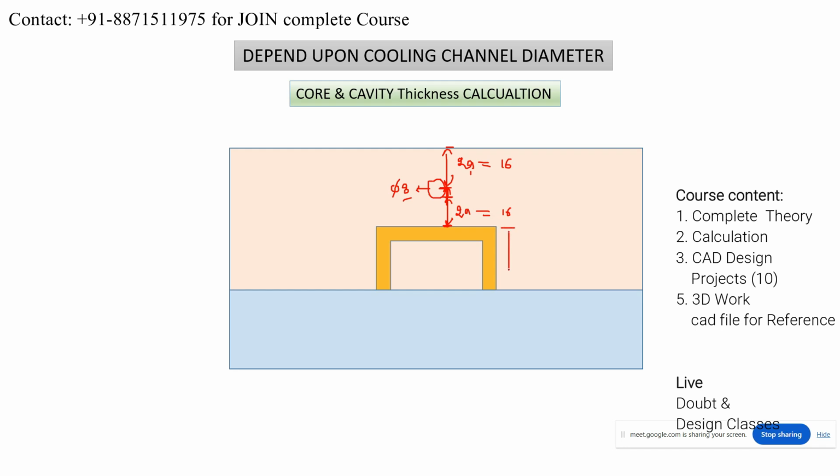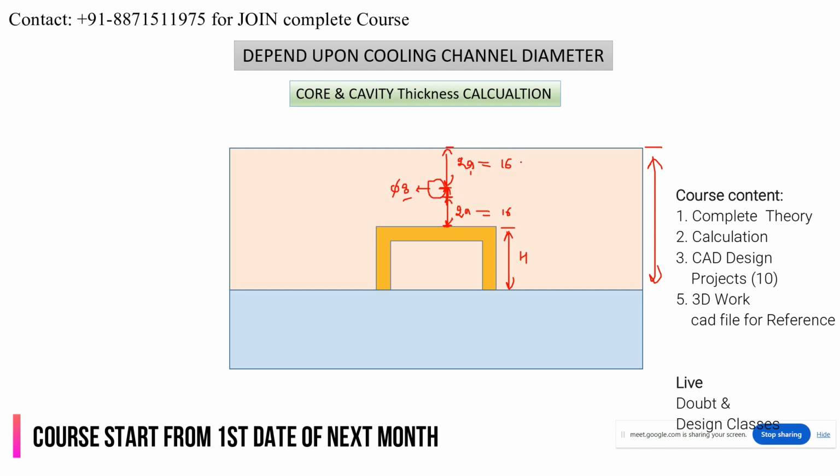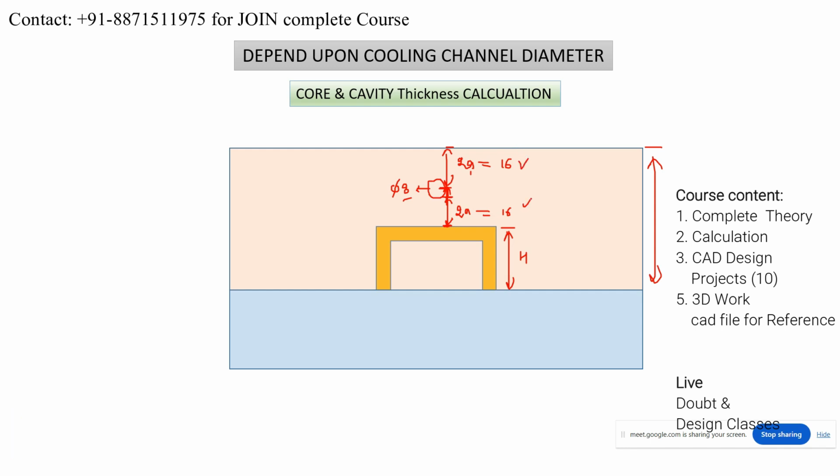Okay, so you can see, just for an example, this will be the component height, which will be H. Okay, so we can decide the core or the cavity thickness. Just for an idea, I'm telling you this. Just for an example.